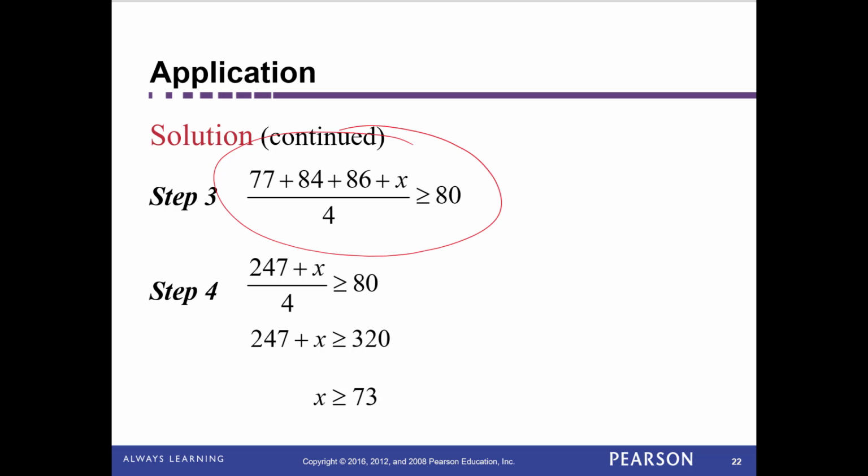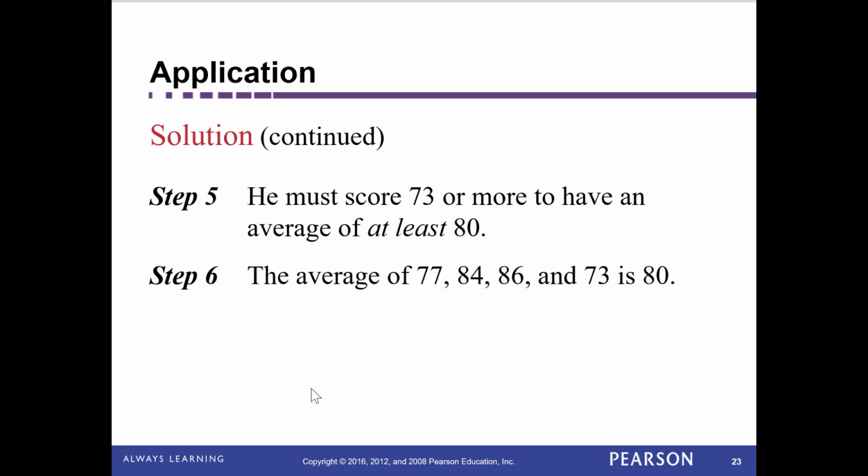So we're going to combine like terms. And we're left with 274 plus x. When we add up all those values, we're going to multiply both sides by 4. And 4 times 80 is apparently 320. So I get a value of x is greater than or equal to 73. Max needs to score 73 or more on his test in order to get an average of 80 or more. And there we go. He must score 73 or more.